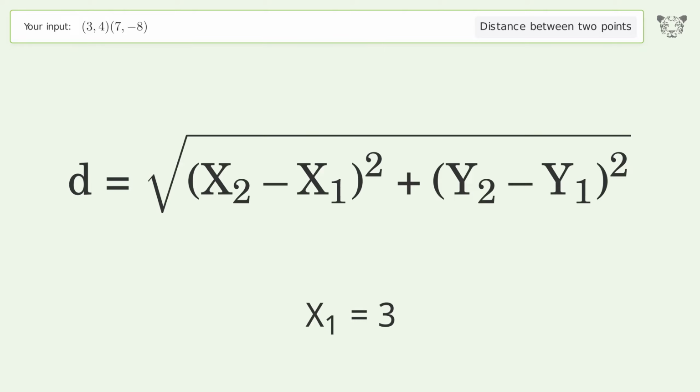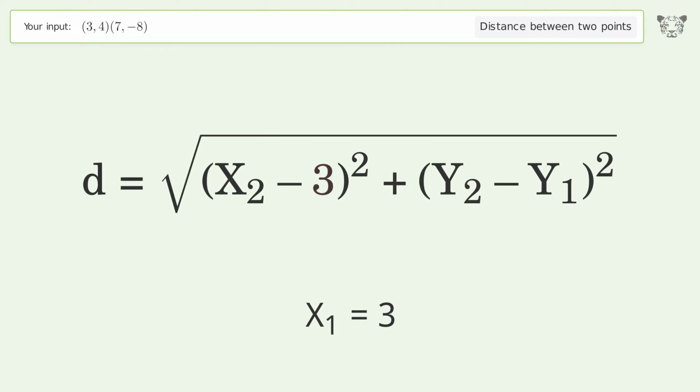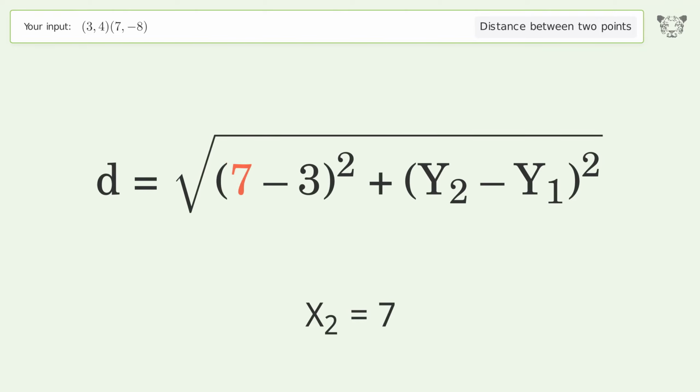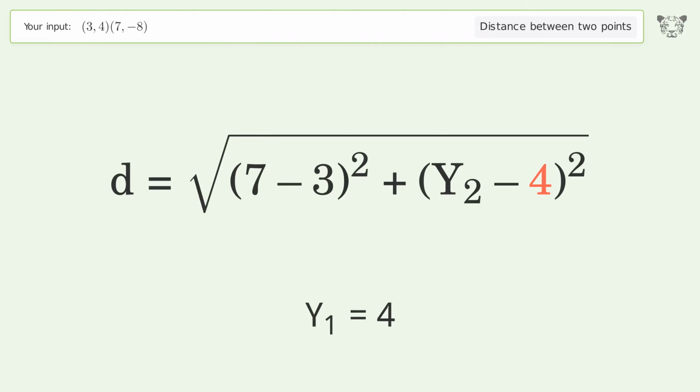x1 equals 3. x2 equals 7. y1 equals 4. y2 equals -8.